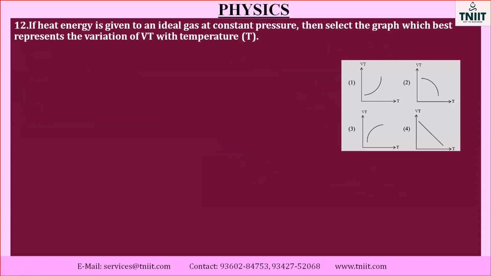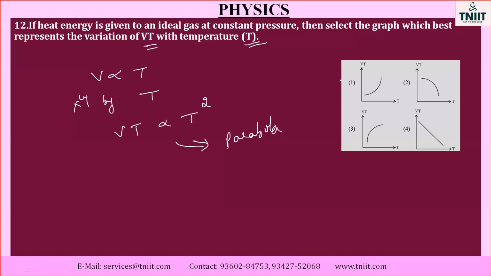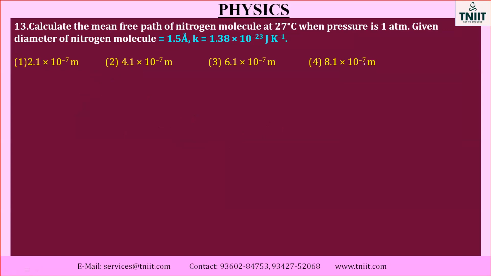Vt versus temperature. What's the graphical variation of Vt versus T? You know that according to Charles' law, V is directly proportional to T. You just multiply by T on both sides. Vt is directly proportional to T squared, which means it should be a parabola curve. The parabola curve means option 1. Vt versus T squared is always a parabola graph.